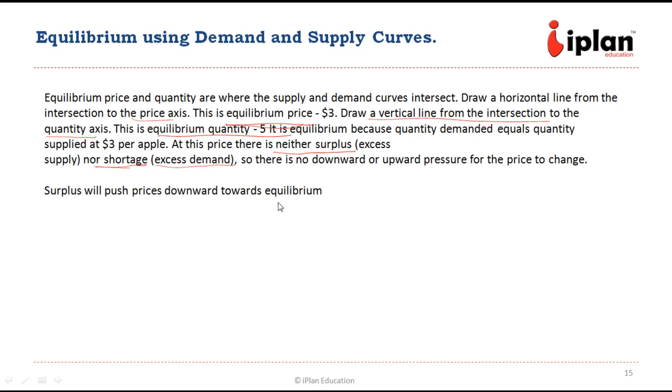No shortage, no surplus. So there is neither surplus nor shortage at the equilibrium level. So there is no pressure on the price downward or upward for a change because it is an equilibrium level. Let us see how a pressure is created.